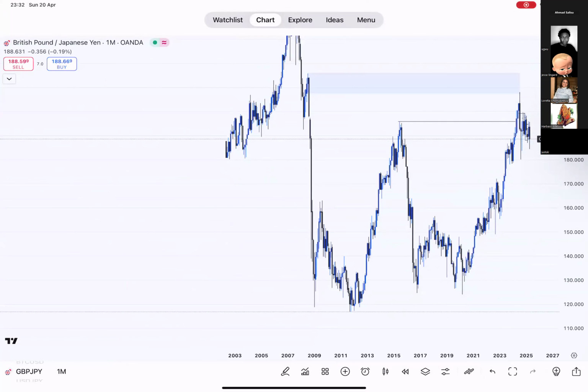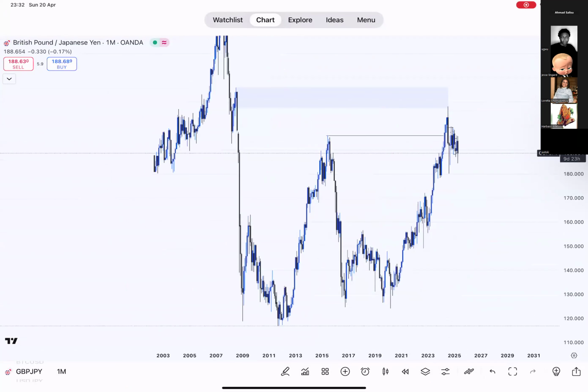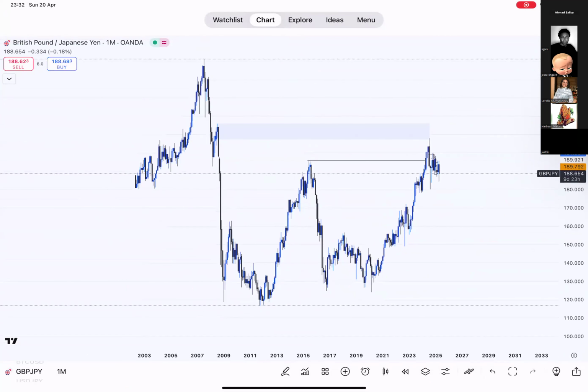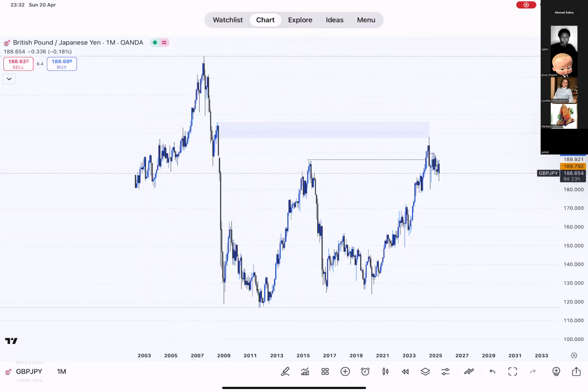I thought the first pullback was the one you used as POI, sir. So why didn't the market take it as liquidity? I'm trying to get what you mean. The order block you used, the one highlighted.